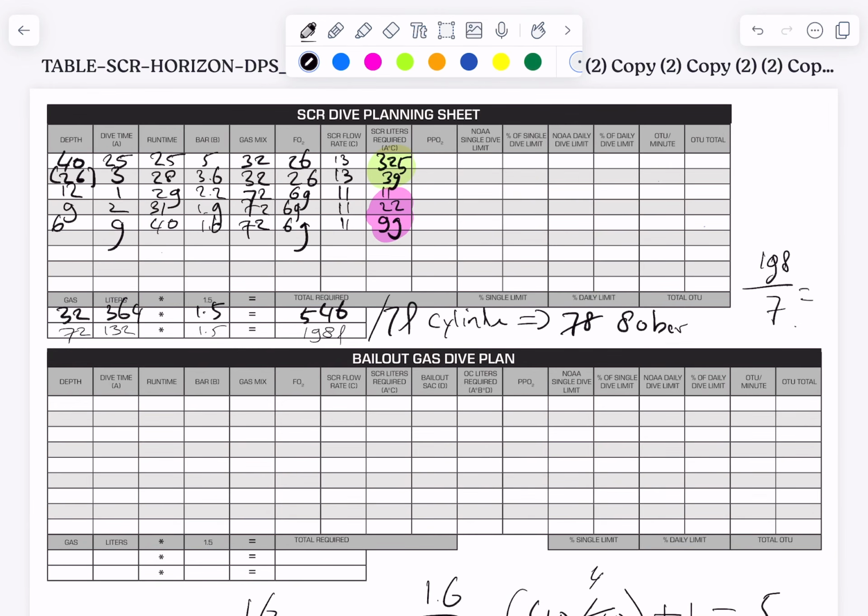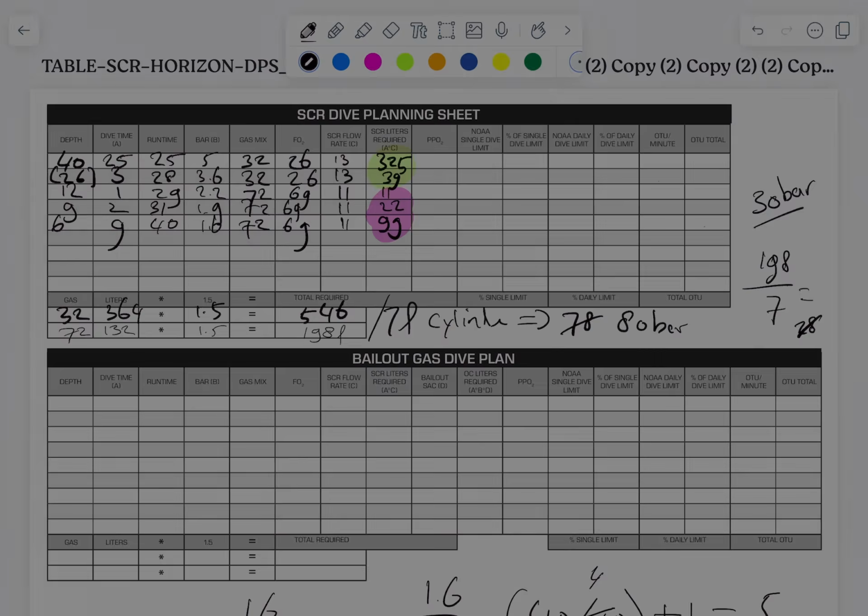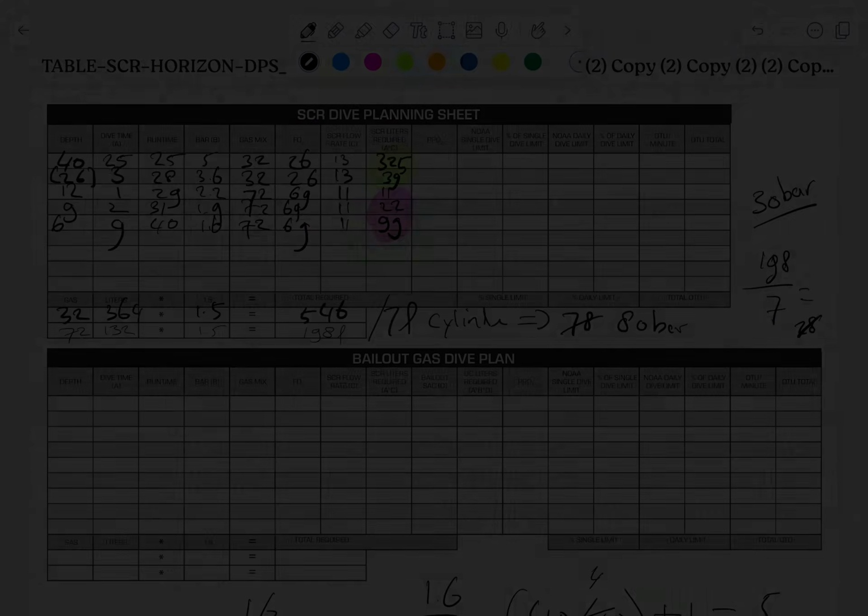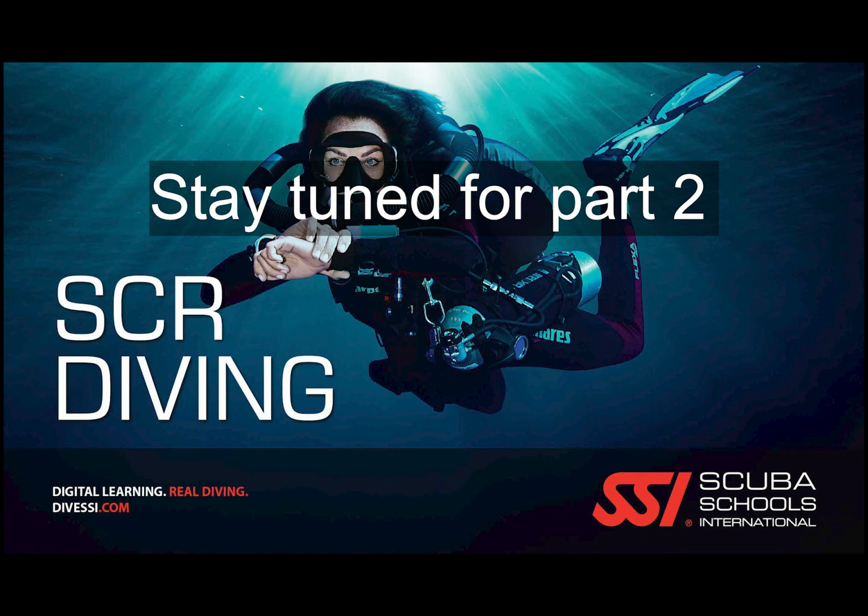Cool. Excellent. So can I do this dive with 2 7 liters? Absolutely. Easy. This is the part where we say, okay, horizon diving is super cool. I don't need a lot of gas. Happy days. After the break, we're going to look at the bailout planning.